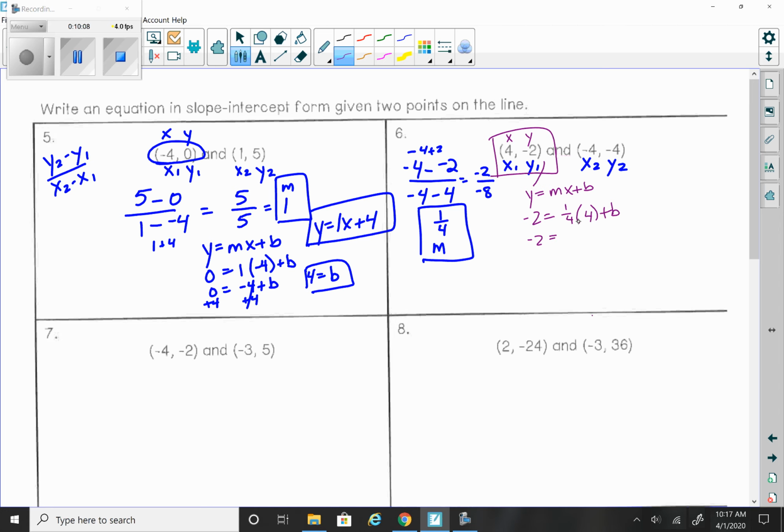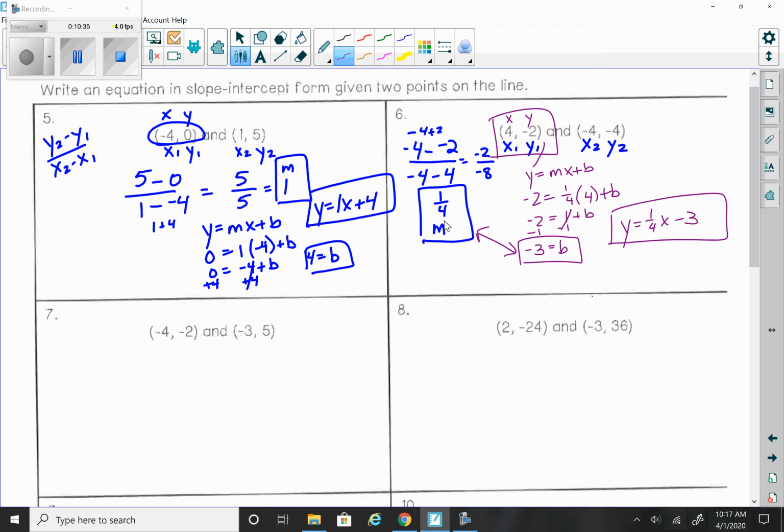Again, first step here is to multiply these two values together. 1/4 times 4 is 1. And then to solve this for b, I'm going to subtract 1 from both sides, so I get a b value of -3. So again, using our slope and our y-intercept, I can write the equation. Y equals 1/4 x minus 3. Again, there are more steps involved in this process than yesterday's problems because you first have to calculate your slope.